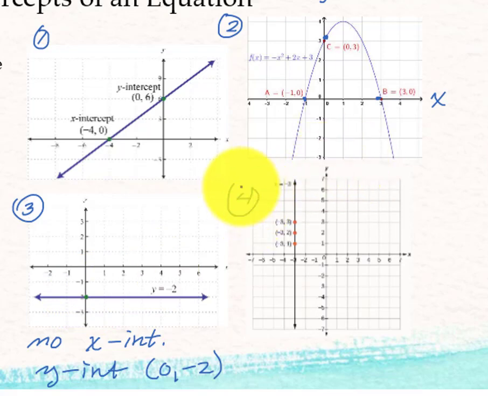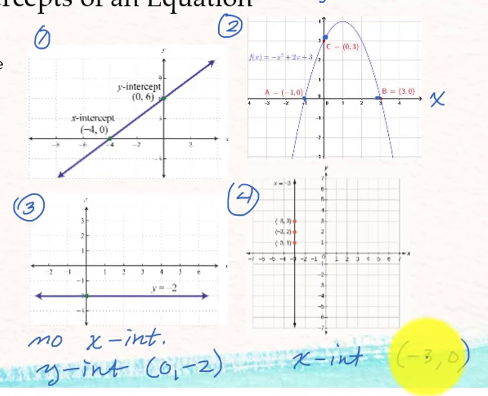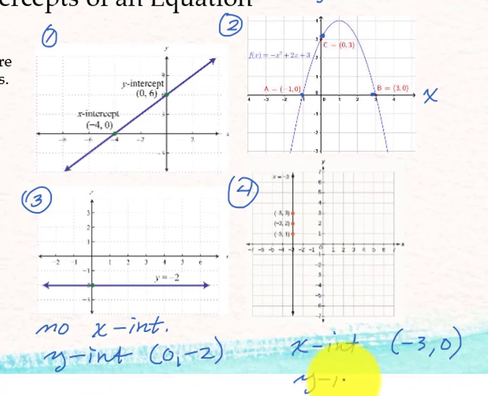For the last graph, number 4, we have a vertical line given. It's crossing the x-axis at -3, so the x-intercept would be at (-3, 0). And notice I'm not just writing -3, I'm writing the intercept as an ordered pair. Do we have a y-intercept? Does this particular vertical line ever touch the y-axis? That would be no, it's running parallel to it. So in this case, we have none.